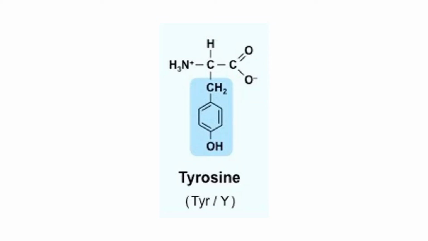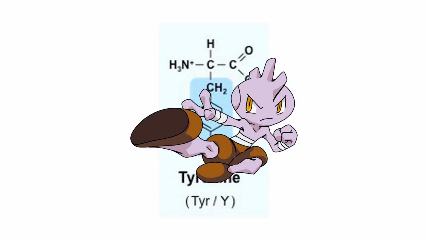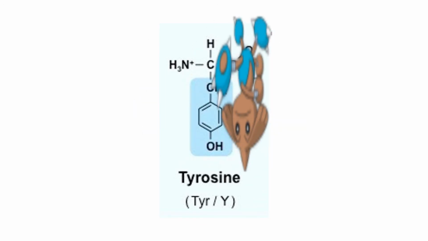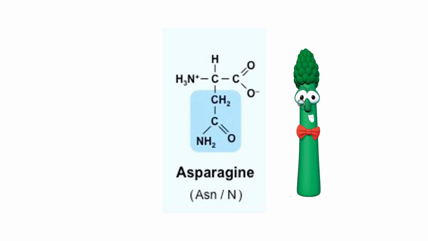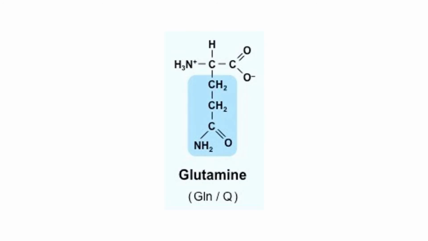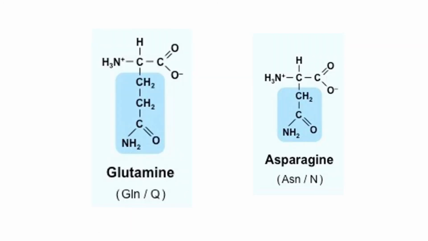Tyrosine, for some reason, I always think of Tyrogue from Pokemon. He evolves into Hitmontop, who spins in circles, which is why we have a ring on Tyrosine. Asparagine, asparagus. I mean, he kind of looks like the guy from VeggieTales. Glutamine, I always remember Q because I have cute glutes. This guy is the same as asparagine with another CH2. He's just taller. Taller means nice glutes.